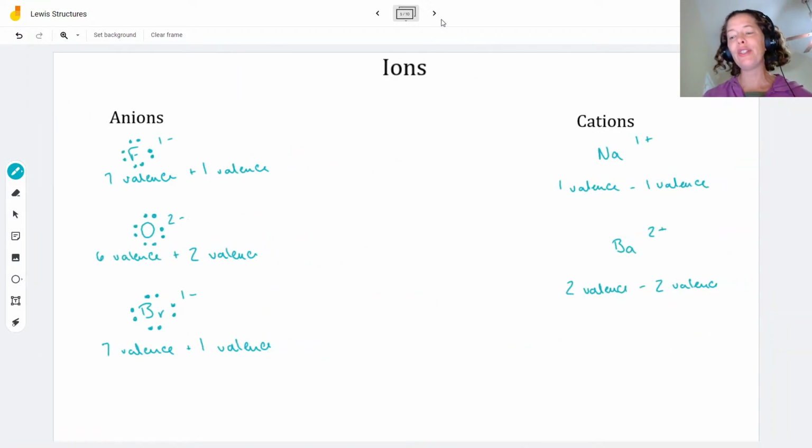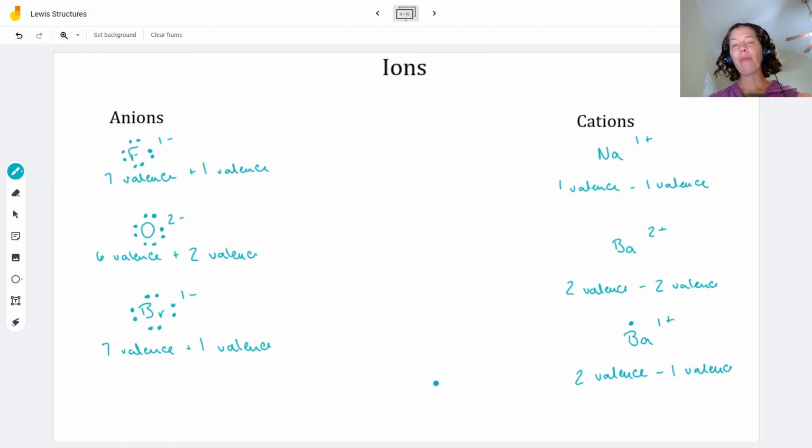Again, if you wanted to say, draw the Lewis structure of barium with a charge of +1, this would be very rare, but this is how you would do it. So barium starts with 2 valence electrons. When it has a charge just of +1, it means it's only lost 1 valence electron. And so you would show that remaining valence electron right there.